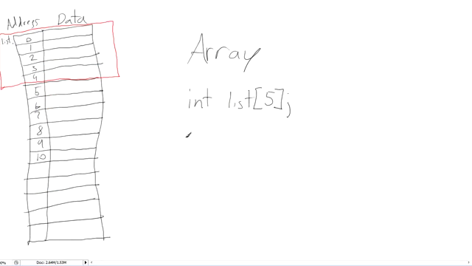Now say we want to store something in our list. We can store 5 integers. So we want to store something in the first location. So we go list 0. 0 is the first location in any array. Remember that. It does not start from 1, it starts from 0. So list at 0 is equal to, I don't know, 10.